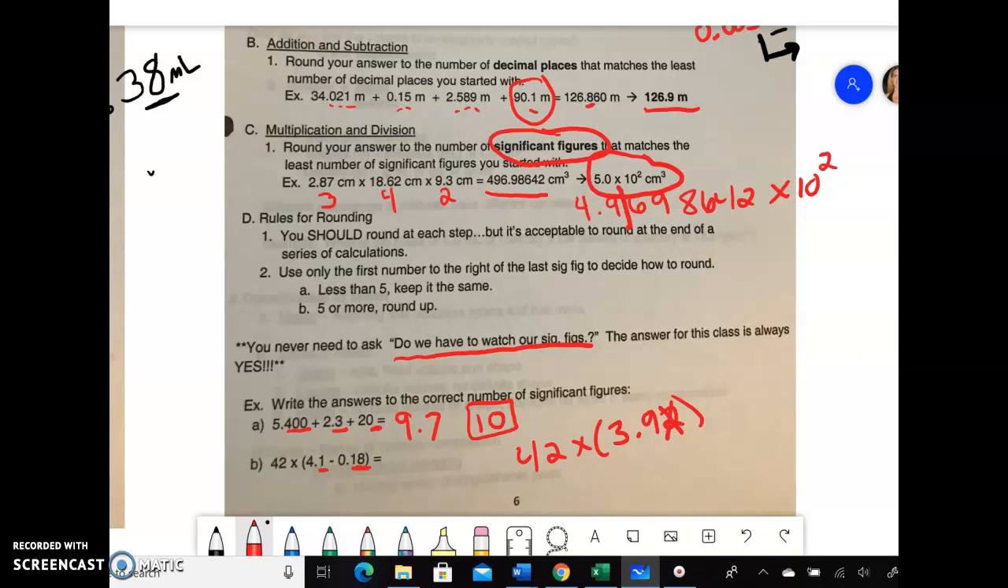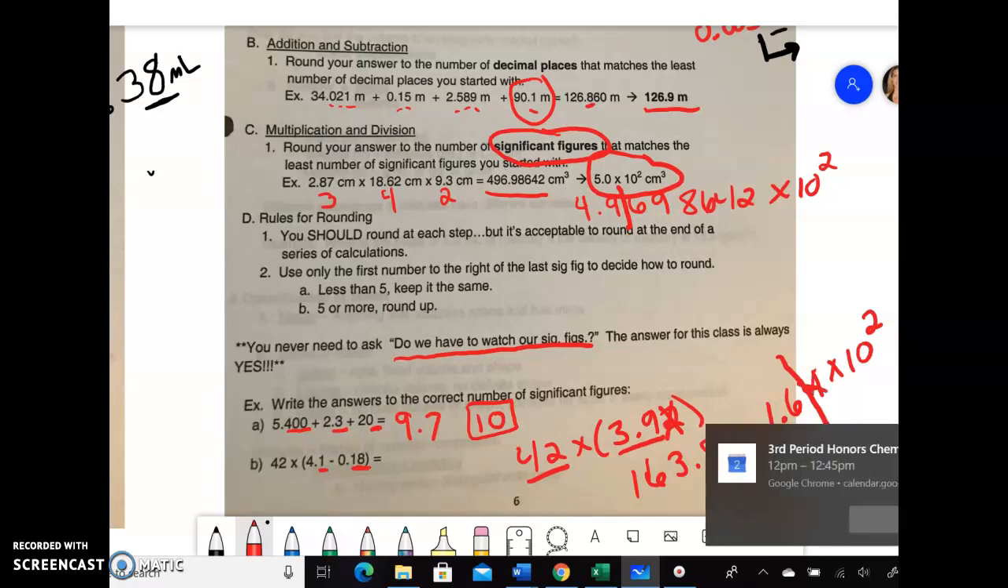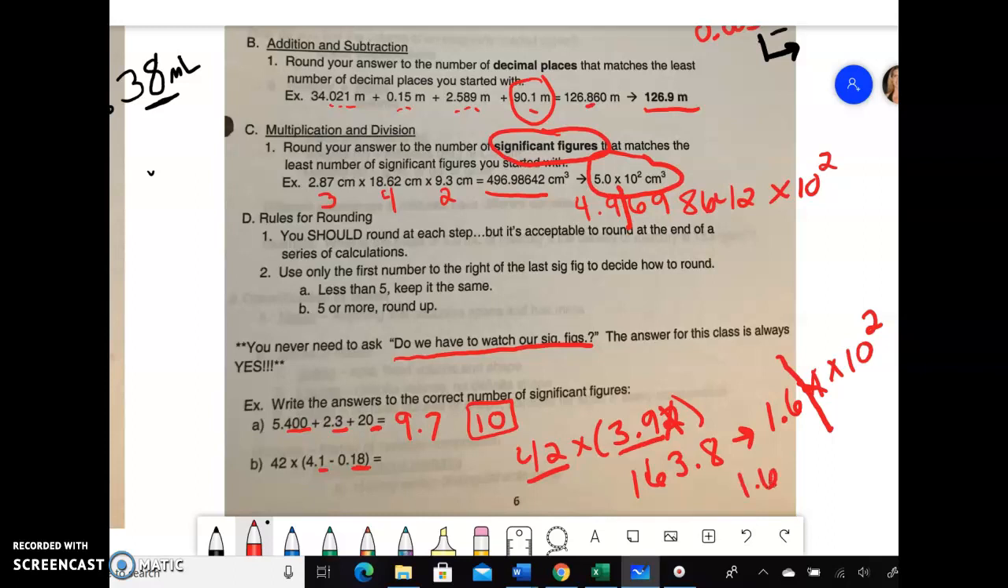So 3.9 times 42, that answer is 163.8 in the calculator. But then we need to do the math for that and look at sig figs. 42 is 2 sig figs, 3.9 is also 2 sig figs. So again, the easiest way to get it into the right number of significant figures is to put it into scientific notation. I already rounded this one. Put it into scientific notation and then times 10 to the second, and then chop off the digits you don't need. So we only want 2 digits, so we're going to chop it here. 4 does not round the 6 up, so our final answer is just 1.6 times 10 to the, I'm sorry, positive 2.